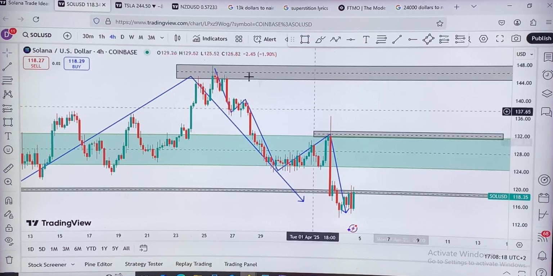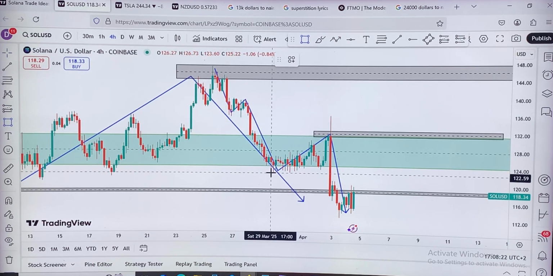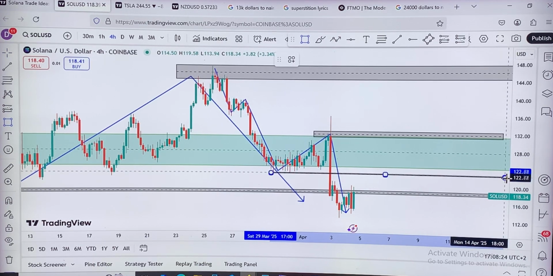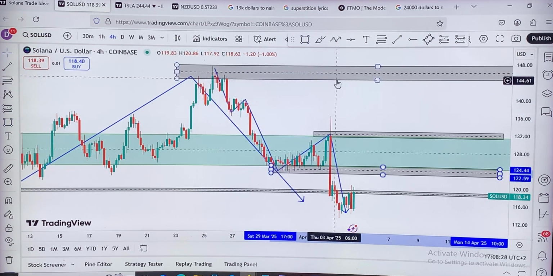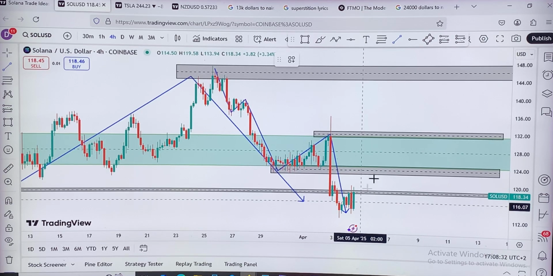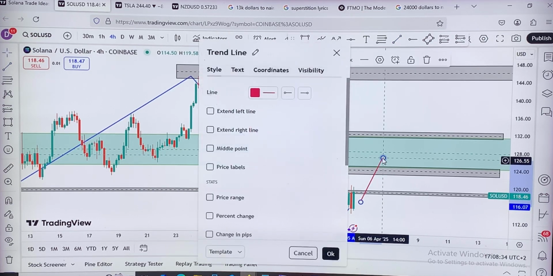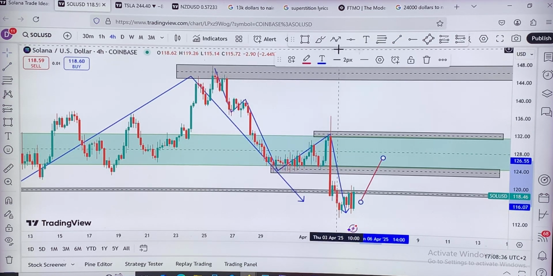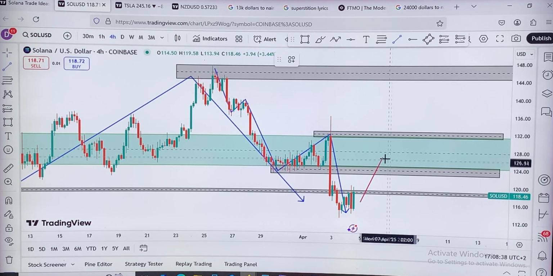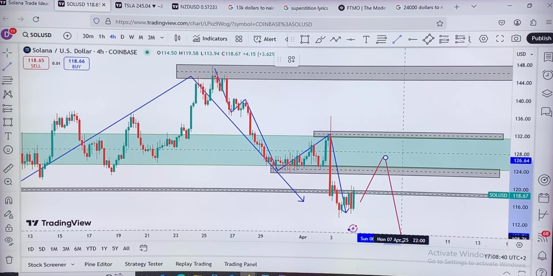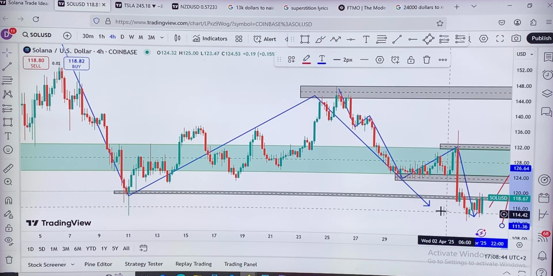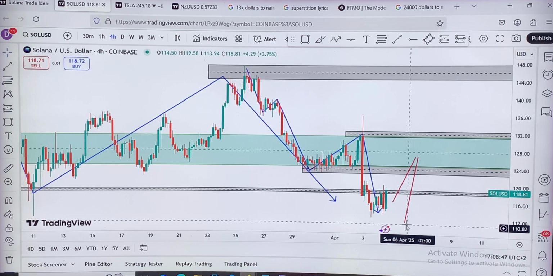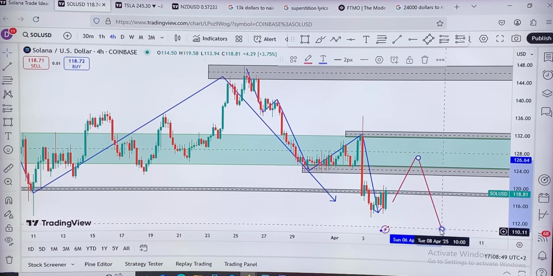So I'm basically waiting for something. I'm basically waiting for price to run in to this level. So I'm basically waiting for price to run in here. Okay, give me a break of structure, then I move in for sales to the downside.